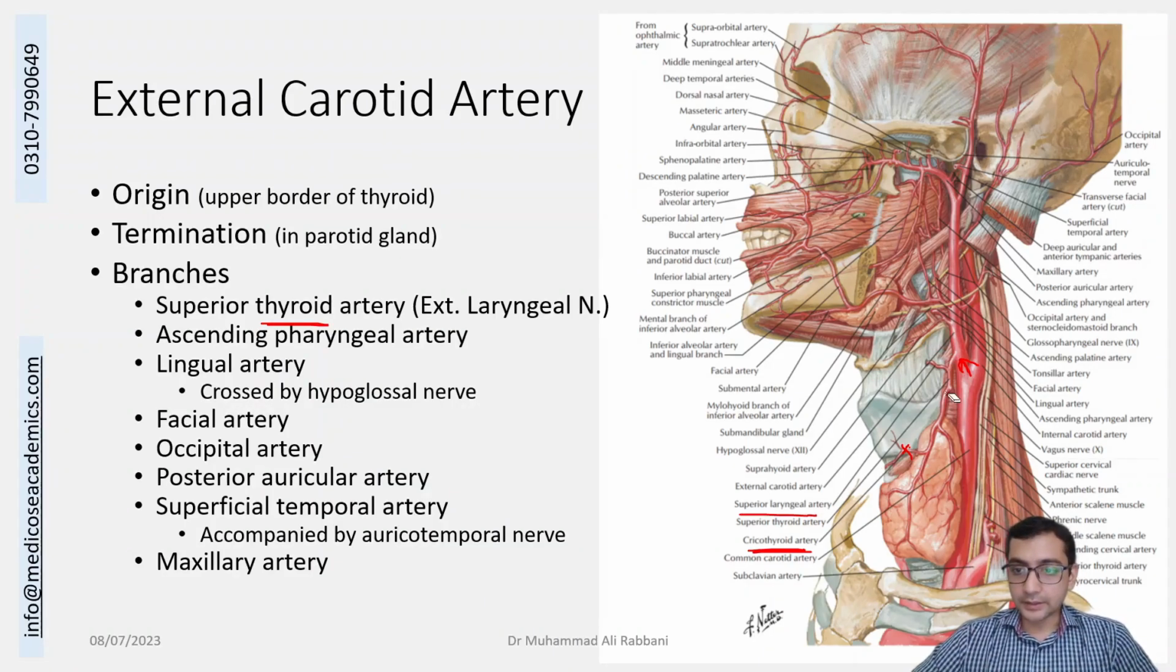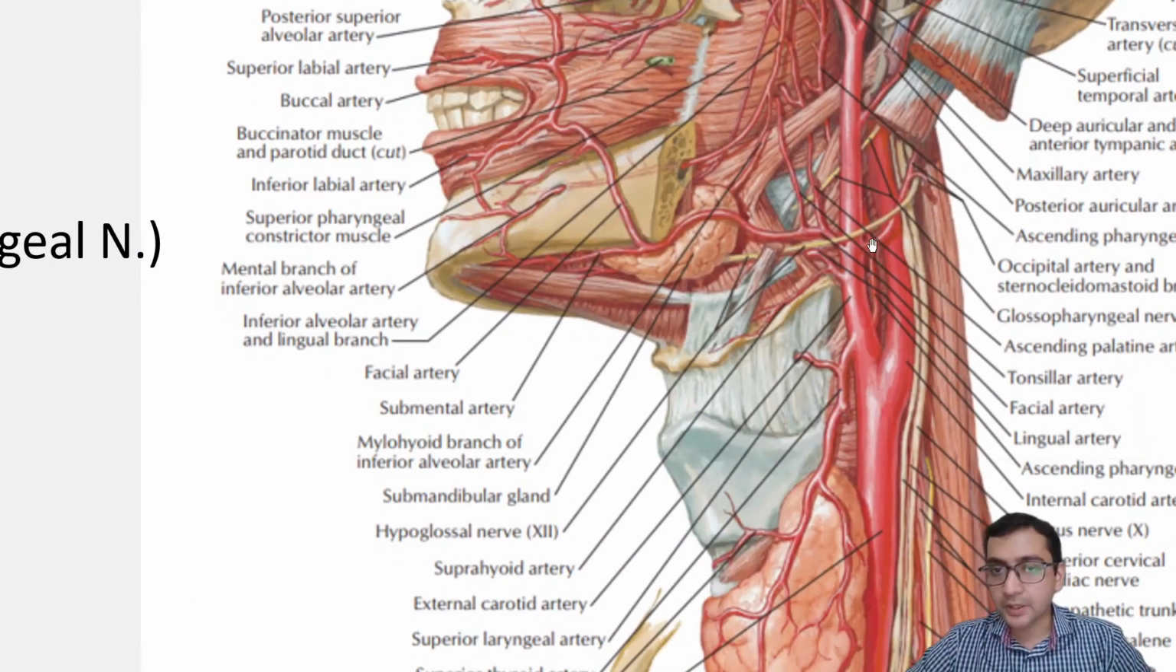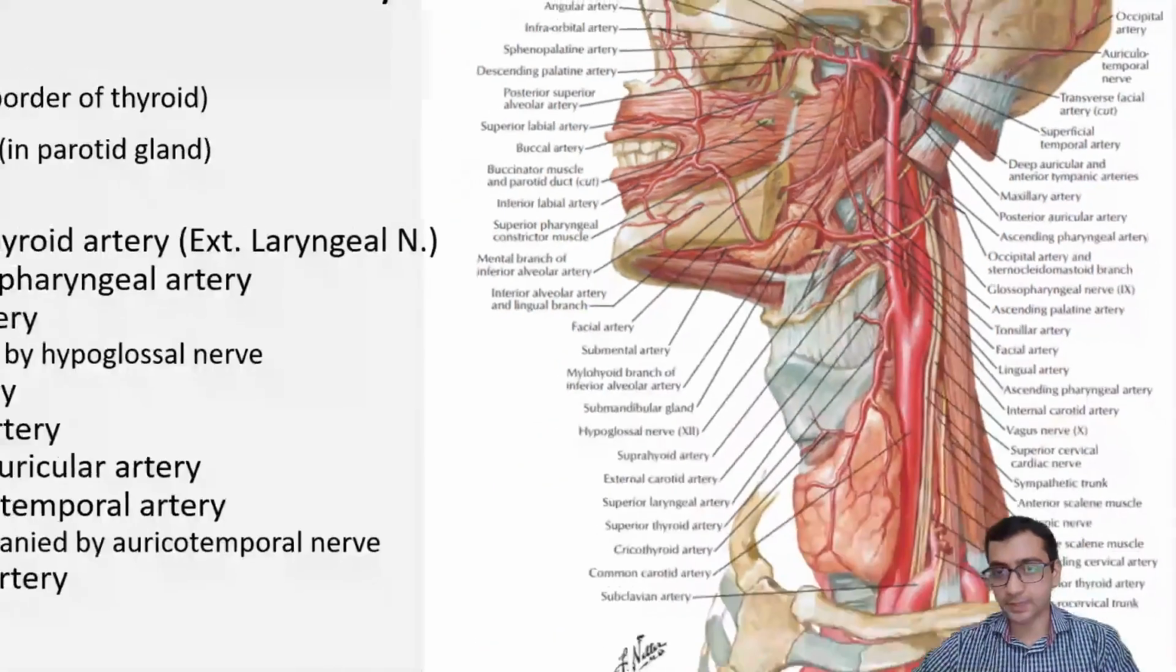Okay, let's erase this. Let's talk about the next ones. Ascending pharyngeal artery, there is not much to talk about. In this particular picture, you can see it right here. It is going back and up on the lateral aspect of the pharynx, and it will move into the pharynx and supply this.